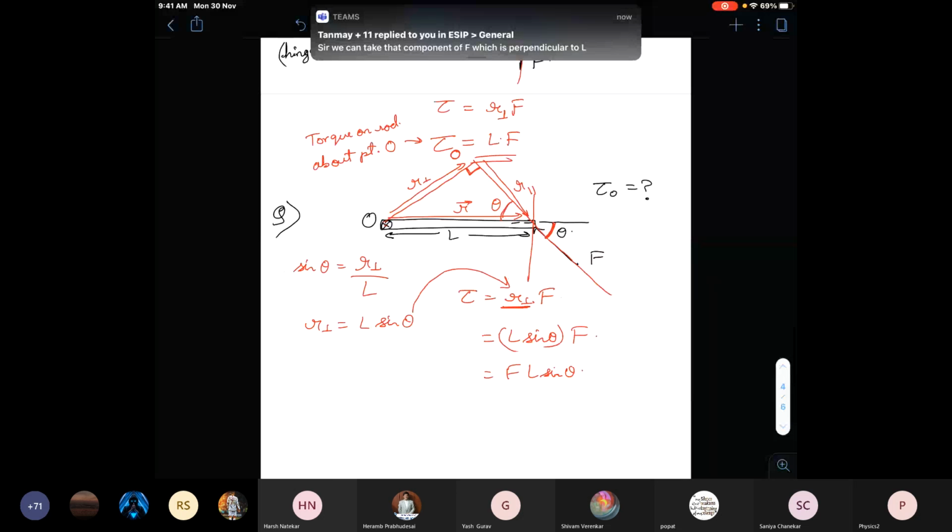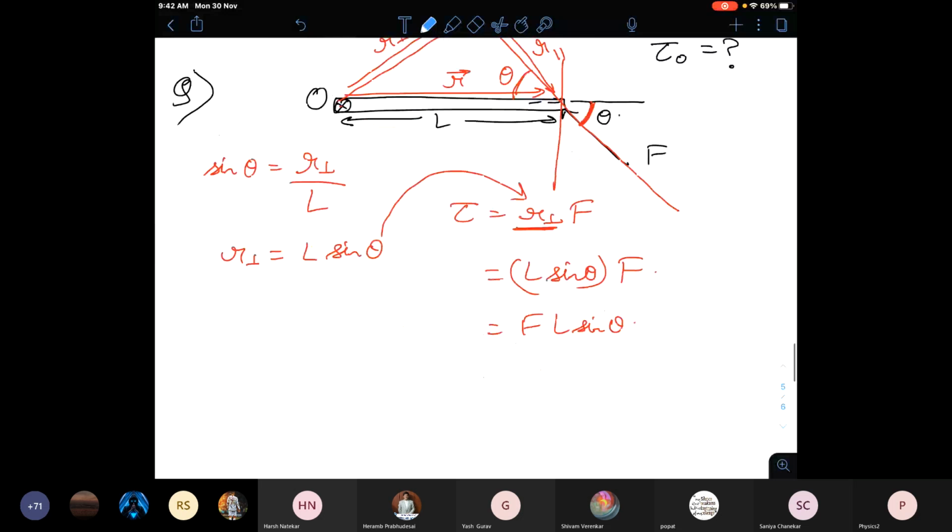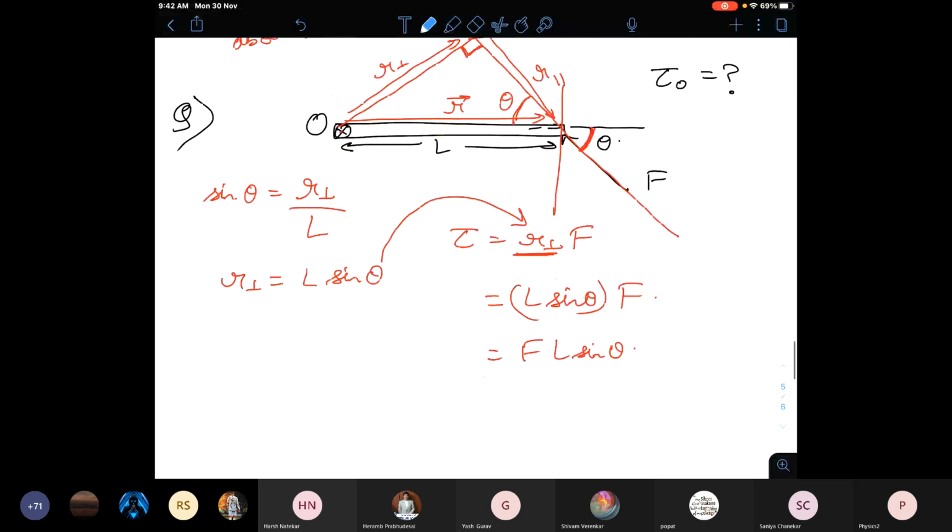Write this first. Yes, that is what I was going to tell you. Another way to calculate torque is that you could have taken the components of force. How? Just see. This is your F force.